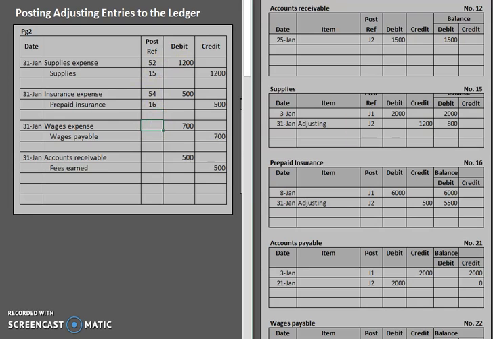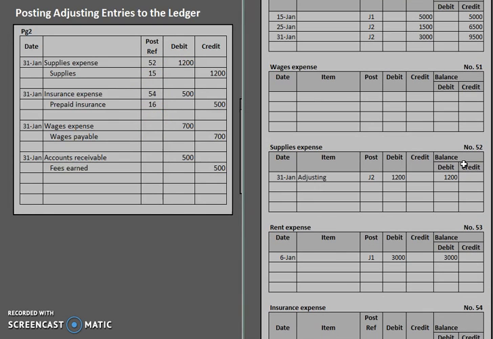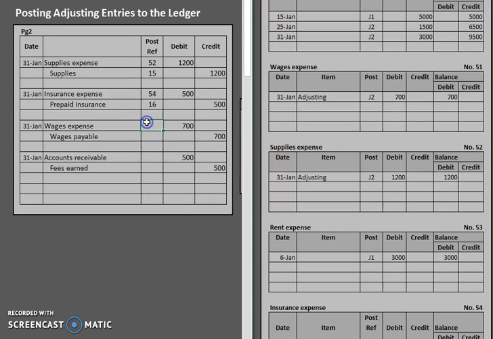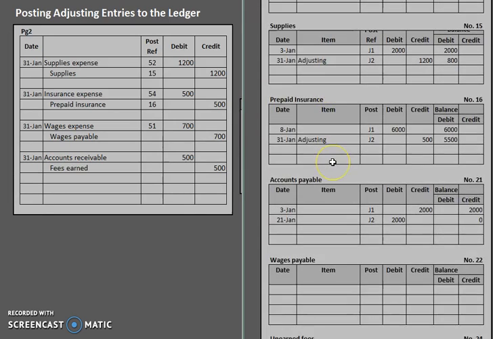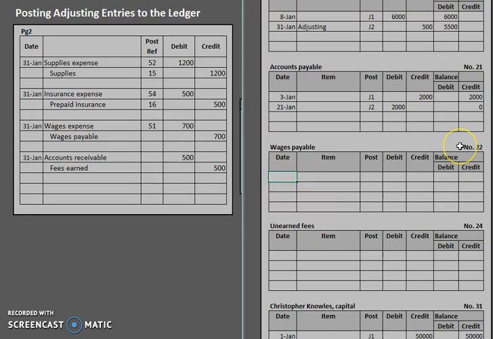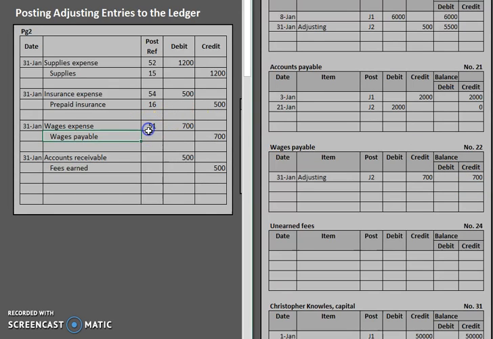Okay, and last step. Wages expense. Scroll down to our expenses. Okay, so wages expense, we debited that account for 700, so we have a $700 debit balance, and the account number was 51. Now, wages payable, back up to our liabilities. And what did we do to wages payable? We credit it for 700, so we have a $700 credit balance. And let's put in the account number to say, yep, done, posted to the ledger.